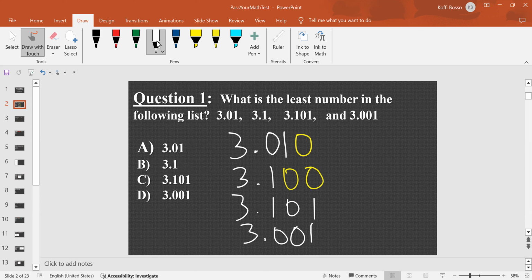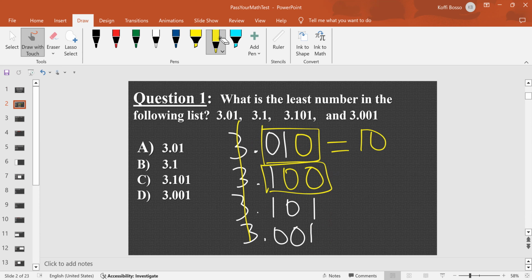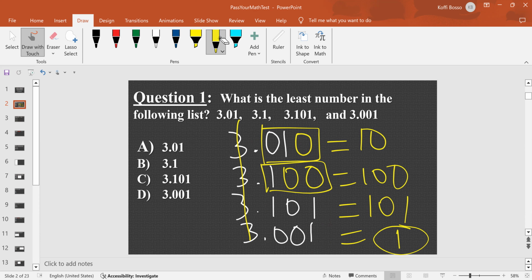Each number here has a 3, so we can forget about this 3. The comparison will focus on the digits after the decimal. In terms of amount, if we focus on the 010, this is like 10. If we focus on this, it's like 100. The next one is 101. The next one is just 1. So therefore, the smallest is 1, which is 3.001. So D.